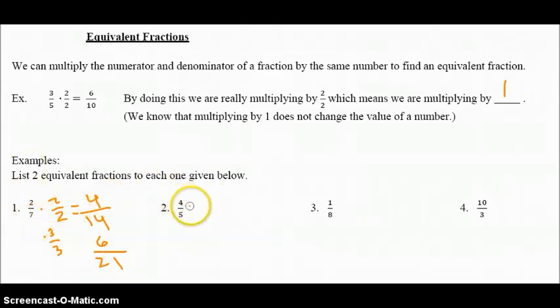Taking a look at number 2, we'll do the same exact thing. If we do 2 over 2, multiply through, 4 times 2 is 8. We're multiplying straight across. 5 times 2 is 10. 8/10 is equal to 4/5. I can go even further and multiply by 3 over 3. 4 times 3 is 12, over 5 times 3 is 15. Again, there's a pattern here. 4, 8, 12, 5, 10, 15, and so on.